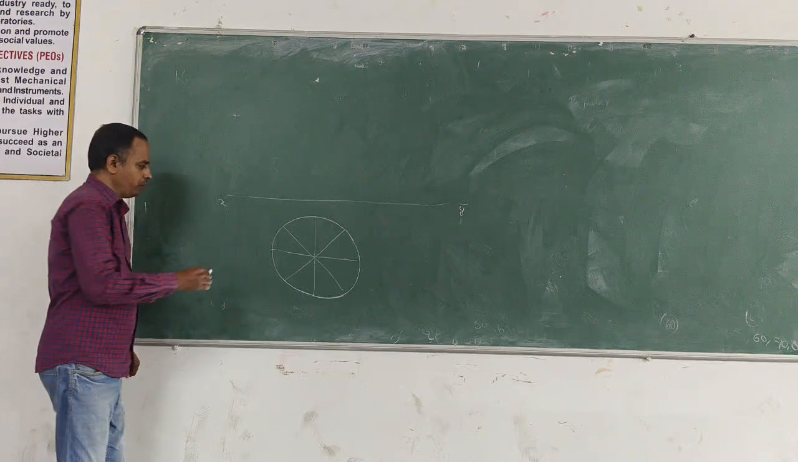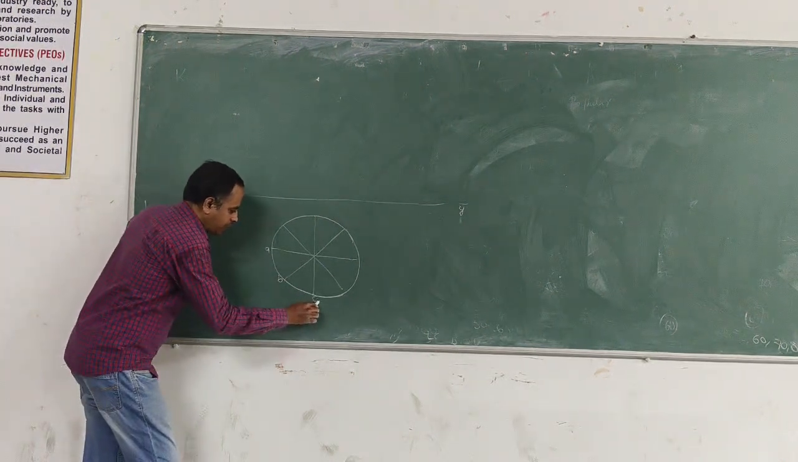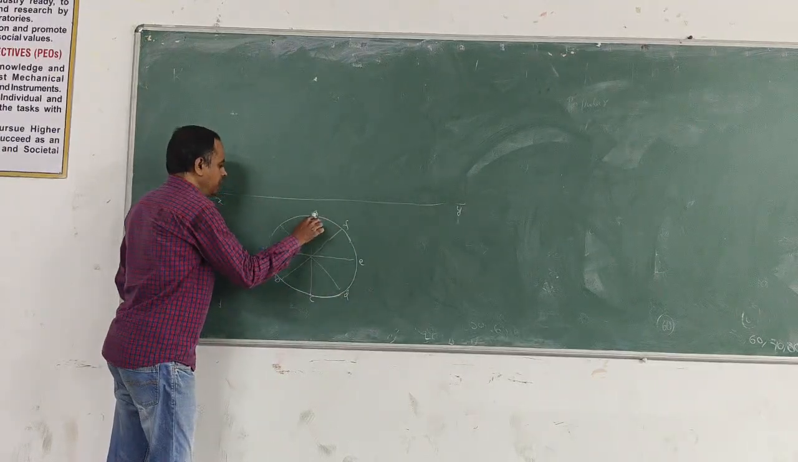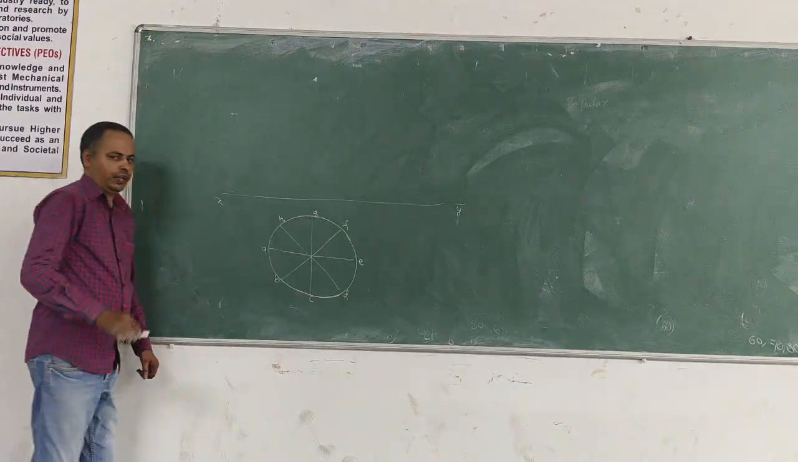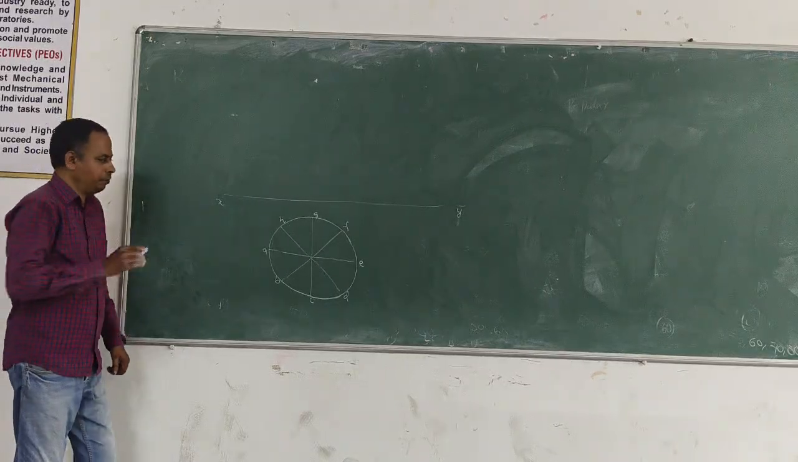Now, in the top view you will give names with the letters A, B, C, D, E, F, G and H. Okay. Now this is the cone top view when it is resting on the horizontal plane.